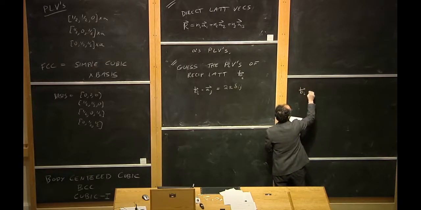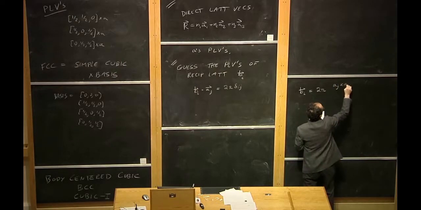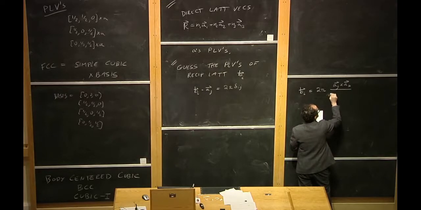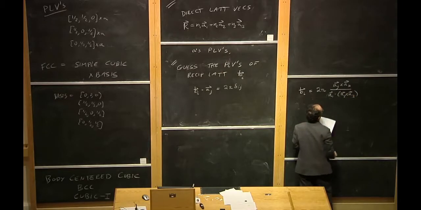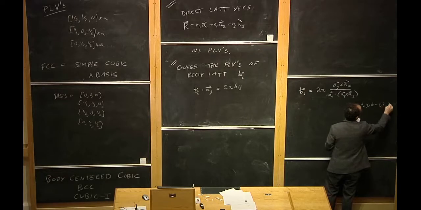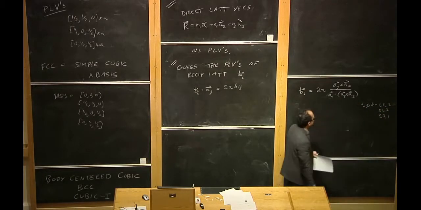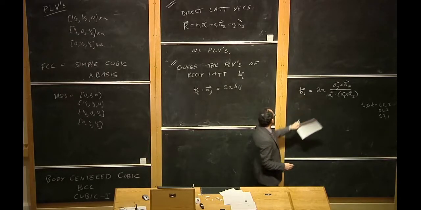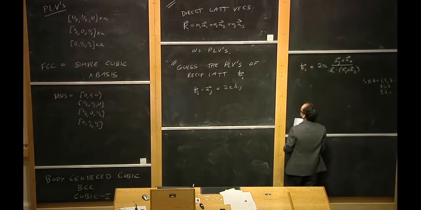B sub i equals 2 pi a_j cross a_k over a1 dotted into a2 cross a3. And this is for ijk equals 1, 2, 3, or 3, 1, 2, or 2, 3, 1, so in a cyclical way. I claim that this expression for B will satisfy this definition of B, and to check it, let's just find out if it's true.